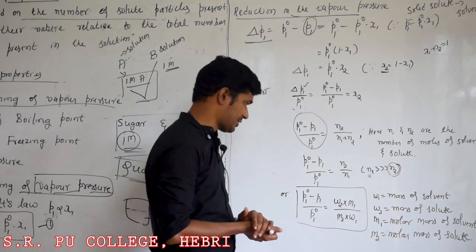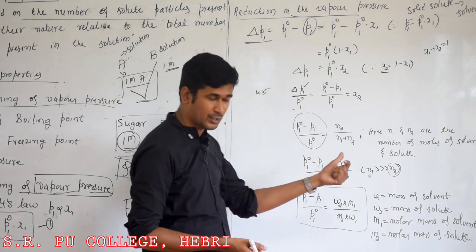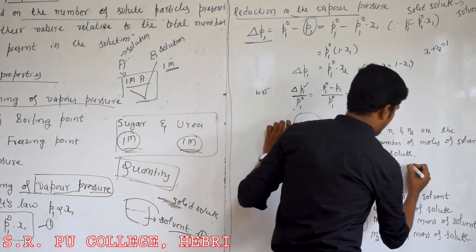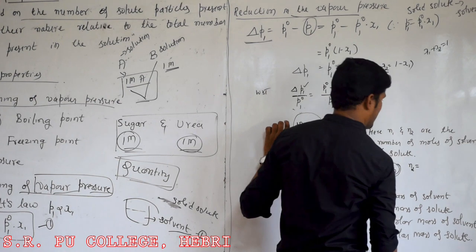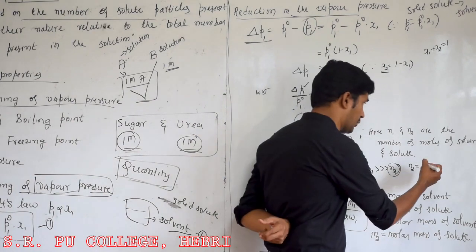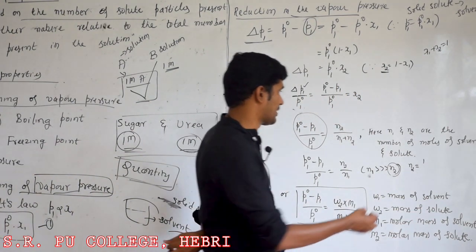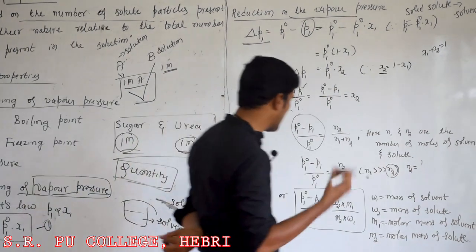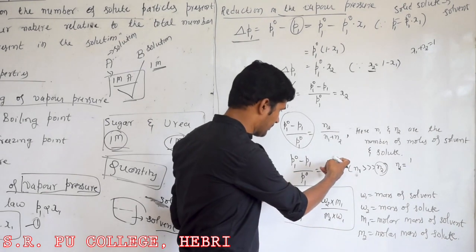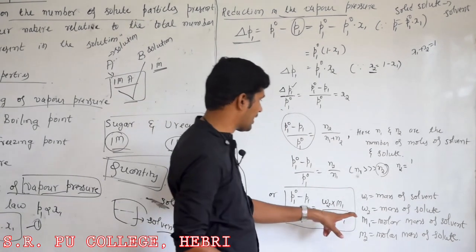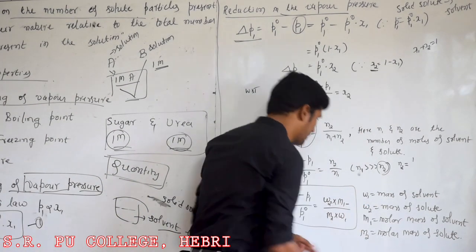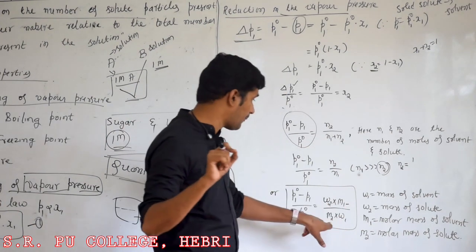Next, in calculations, we have to write this number of moles of solute in terms of mass and molar mass. Now here, N2, number of moles of solute, is equal to what? How do you calculate it? Number of moles is equal to mass divided by molar mass. So you can calculate like this. You substitute N2 and N1 in terms of mass and molar mass of component 1 and component 2.